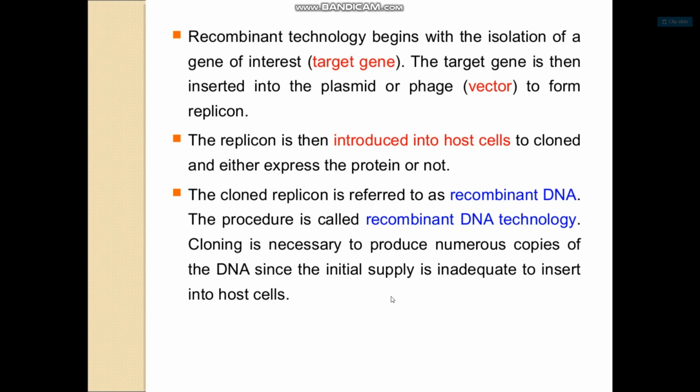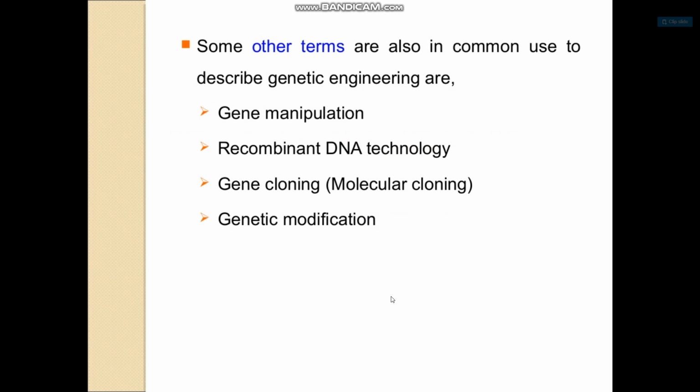So cloning is basically necessary to produce numerous copies of the DNA since the initial supply is inadequate to insert into the host cell. So some other terms are also in common use to describe genetic engineering, like gene manipulation, recombinant DNA technology, gene cloning, you can say molecular cloning also, genetic modification.